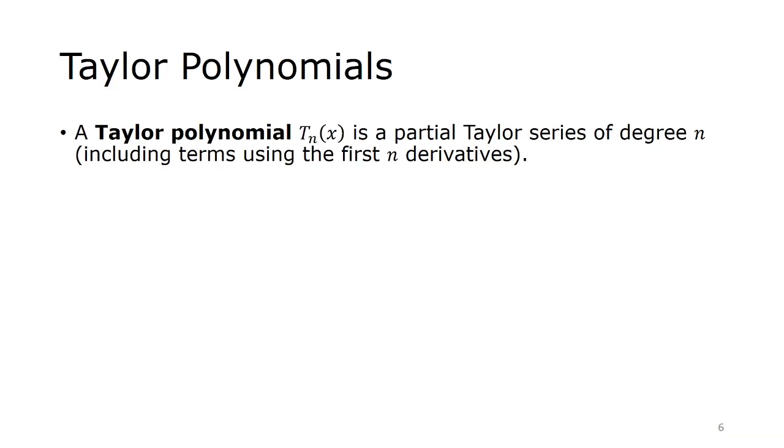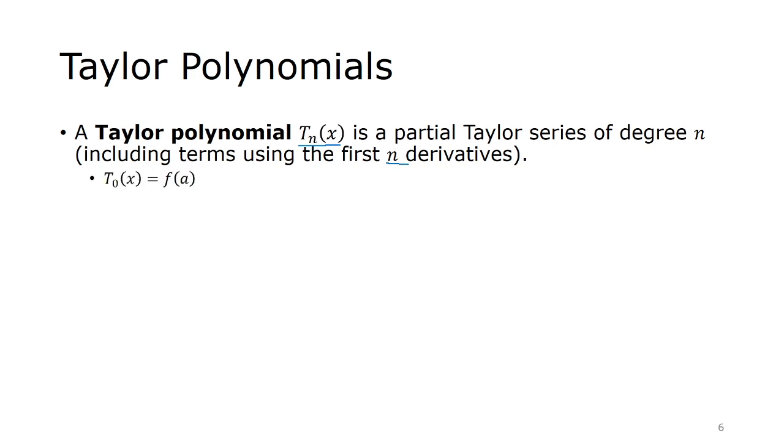Another piece of terminology, a Taylor polynomial, as opposed to a Taylor series, is just a part of a Taylor series. Right? It's the Taylor series of degree n. So we write T sub n of x. That means the Taylor series of degree n. So T2 would be a quadratic. T3 would be a cubic. In other words, that's including terms using the first n derivatives.